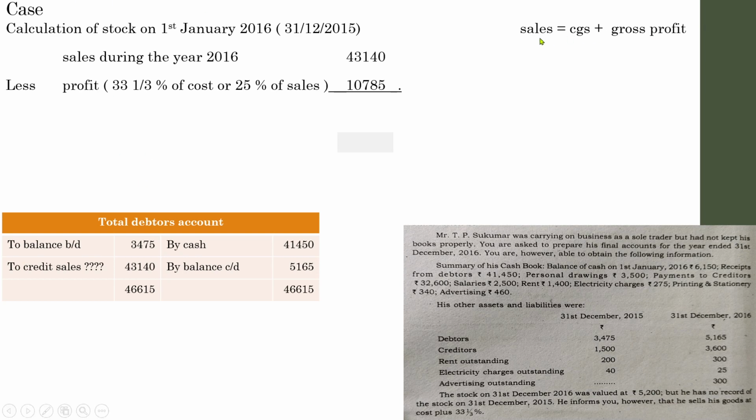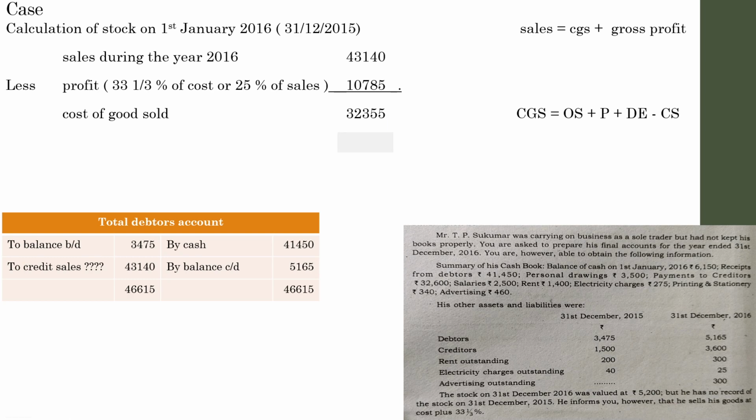See, sales equal to cost of goods sold plus profit. We have the amount of sales and gross profit. So we will shift these two items to the left hand side. So sales minus gross profit, you will get cost of goods sold, that is 32,355. So we have cost of goods sold.